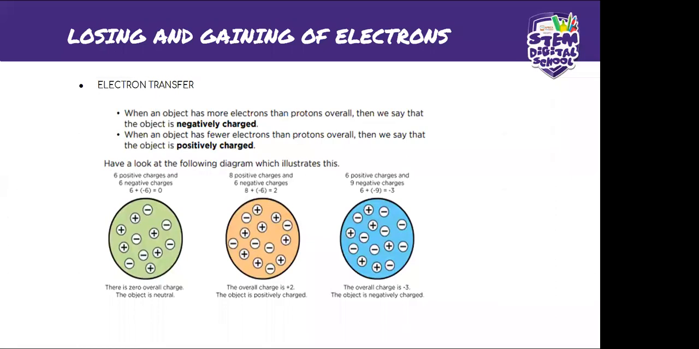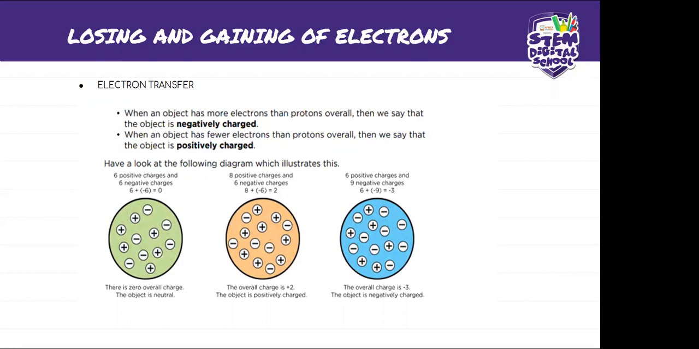Now, on the other hand, let's look at the third one. We have got 6 positive charges and 9 negative charges. What does that mean? We have more negative charges than positive charges. By how much do we have more negative charges than positive? 3. So the overall charge will be what? -3. Okay. So the object is negatively charged.